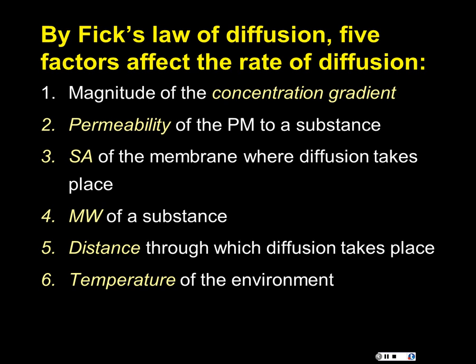Second item on the list is the permeability of the plasma membrane. What kind of relationship do you think is there about the permeability of a membrane to a particular substance? Very good. The more permeable the plasma membrane is, the more likely it's going to simply diffuse. It's direct. As permeability increases, so does the rate of diffusion.